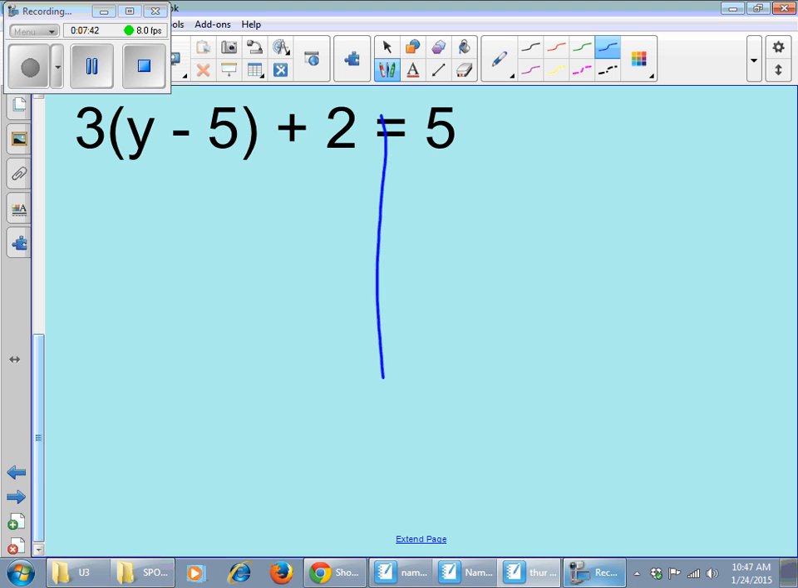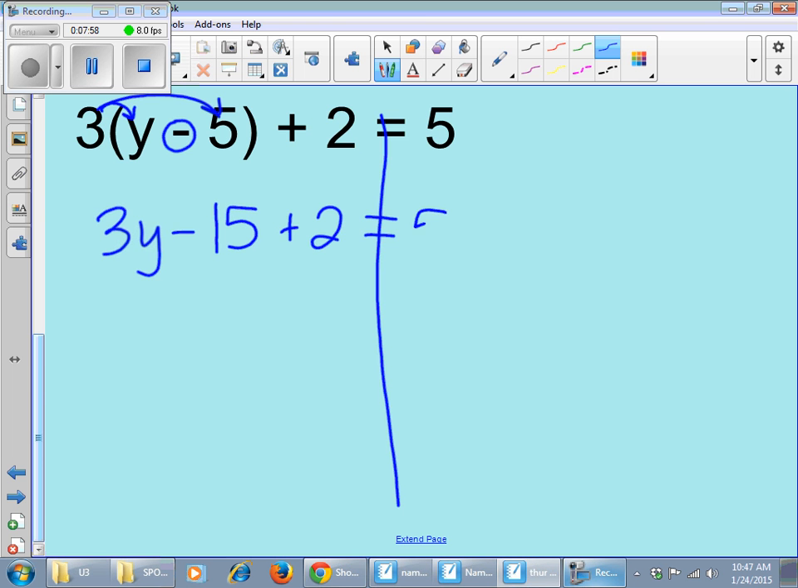First, we gotta put on here for the equal sign. First step is always distribute. You gotta break out these parentheses. You can't do anything until you break out the parentheses. So 3 times y is 3y. 3 times 5 is 15. Minus sign stays between them. Plus 2 comes right down because they haven't canceled it yet.